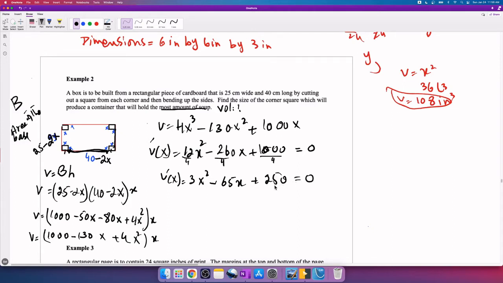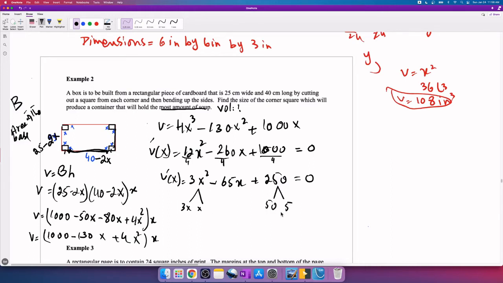It's get to the 250 at least. So you guys can graph this if it's a calculator based question. If it's not, then we have to factor it out. The factors for 3x is 3x and x. For the factor of 250, 250 is going to be 50 and 5.